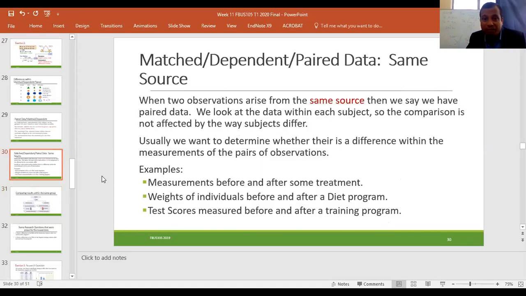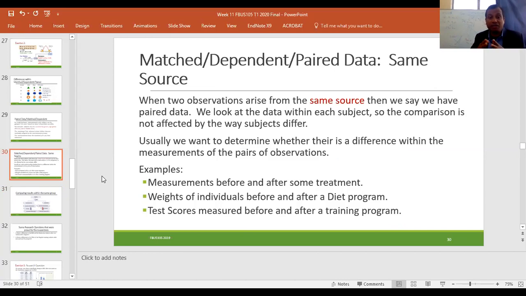So how to define dependence here: when the two observations arise from the same source, then we can say that they are paired data. Examples are measurements before and after some treatment. Is it the same source, the same people? I'm getting two different data sets for the same people, before the treatment and after the treatment. So it's dependent, it's matched, it's a sort of paired data.